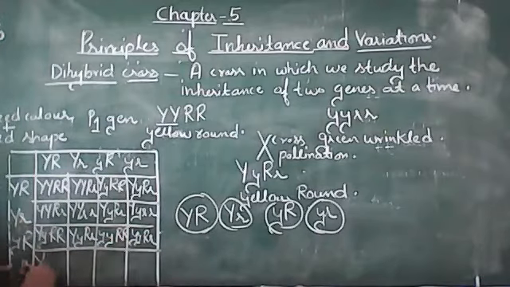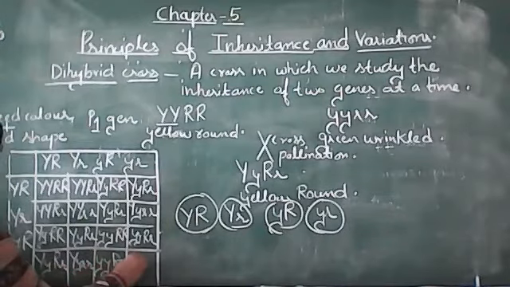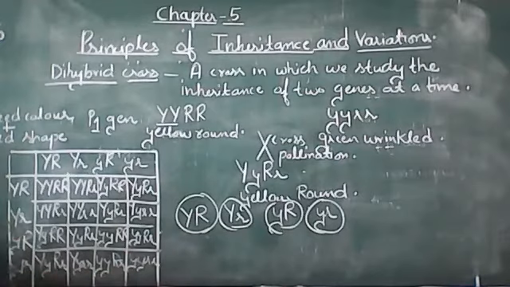Then for the last line we have capital Y, capital R, and small r. Then capital Y, then small r. Then small y, then capital R, and small r. Then we have small y, small r.